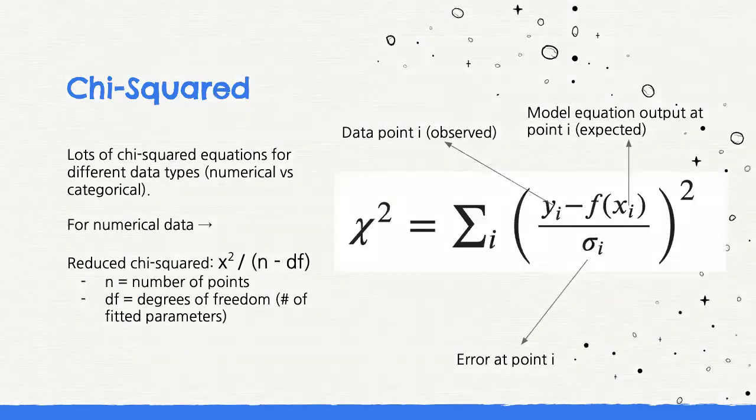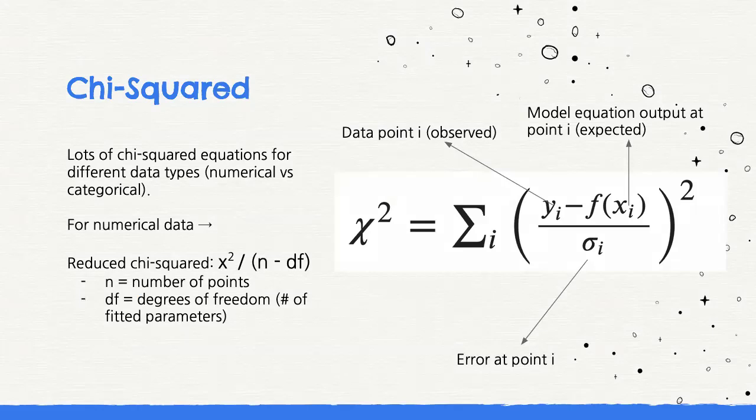Let's talk about chi-squared really quick. There's a lot of different types of chi-squared formulas. This is the one for quantitative data. I remember running into the one for categorical data back in high school. So they're distinct, different equations.